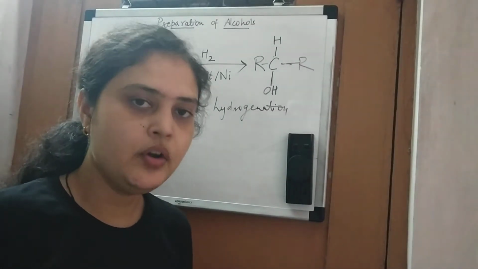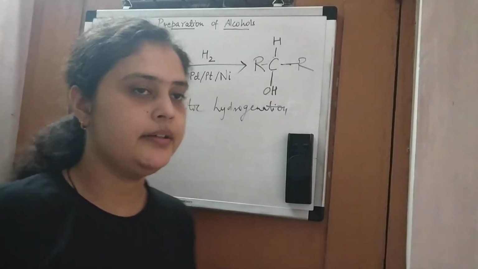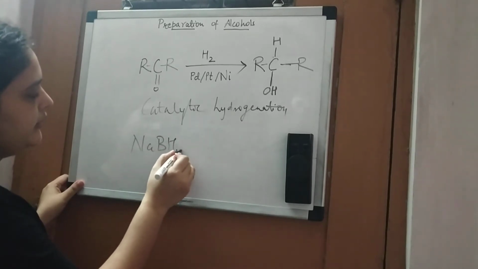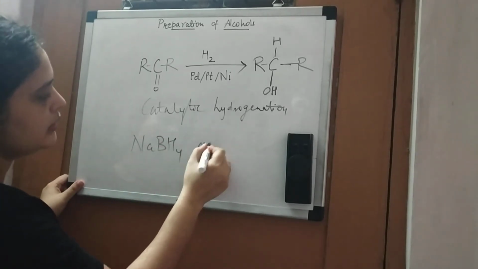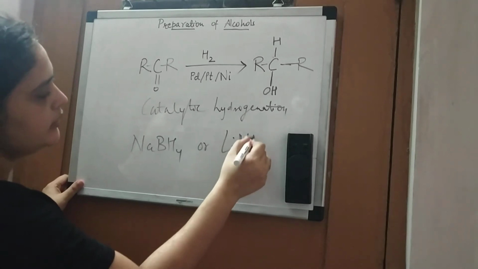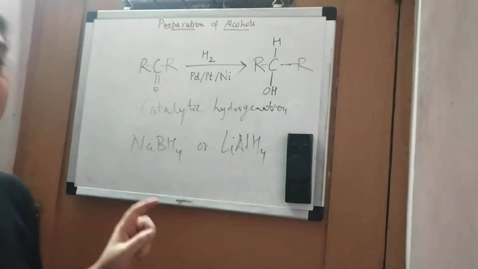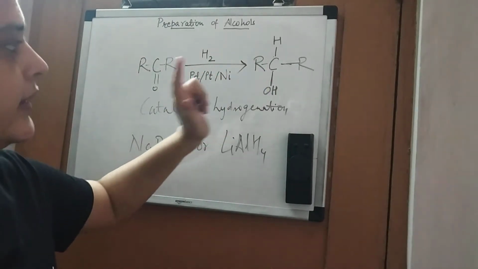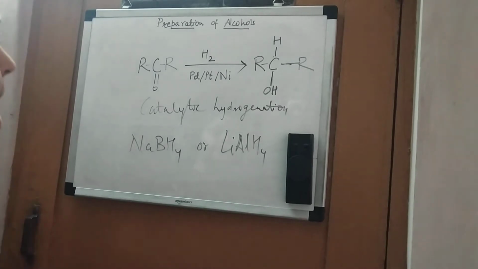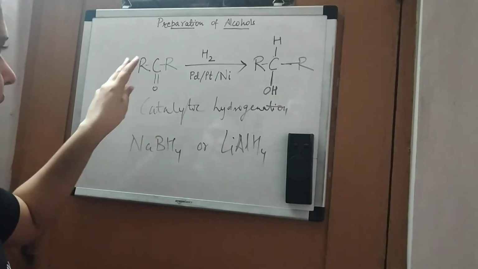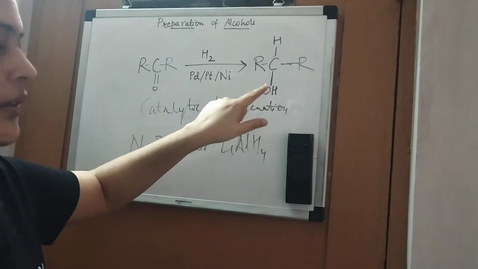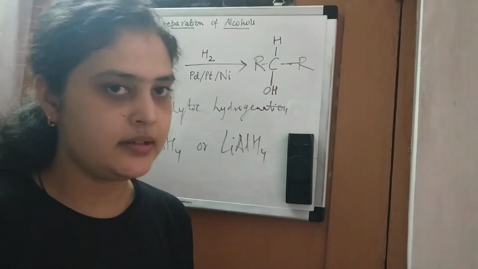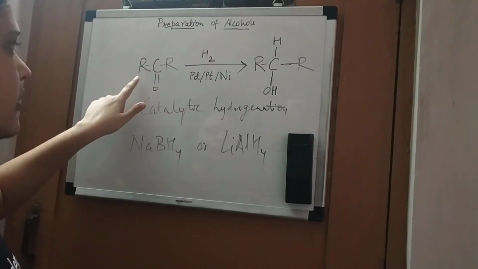Okay. Next is when we add sodium borohydride or lithium aluminum hydride. When we add these reagents to the aldehyde or ketone, then also we can get the alcohol. The same happens: primary alcohol is produced in the case of aldehydes and secondary alcohols are produced in the case of ketones.